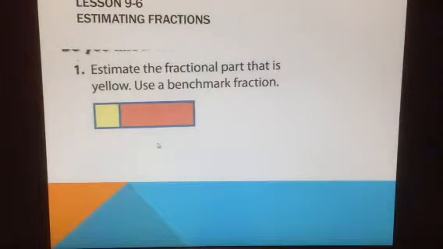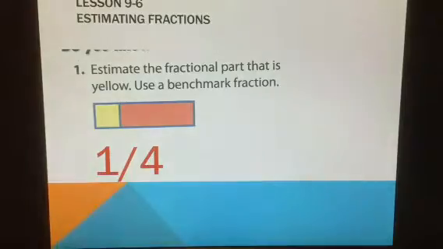Okay, a couple from the book. Estimate the fractional part that is yellow. Use a benchmark fraction. So pause the video if you need to, but think about what fraction of that rectangle is yellow. 1/4 of the rectangle is yellow.